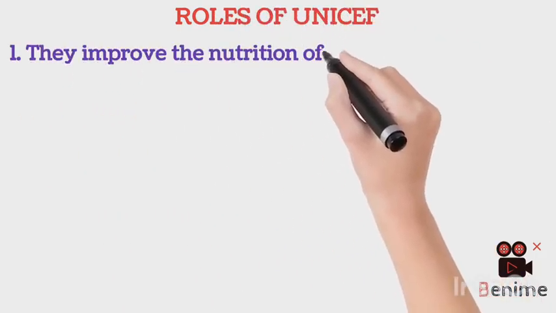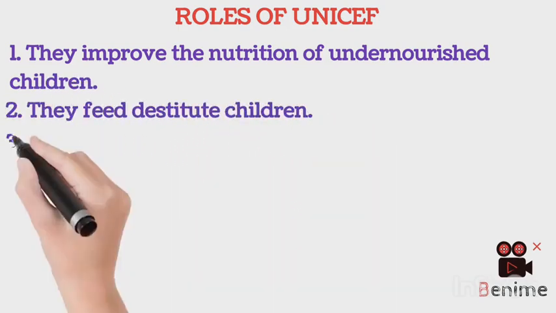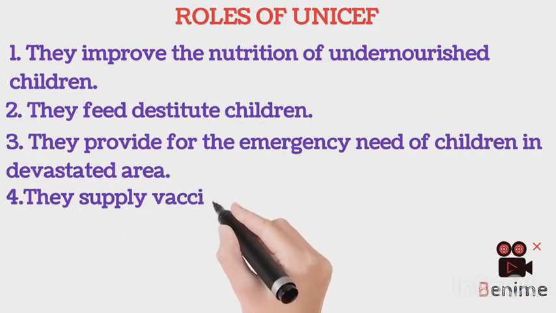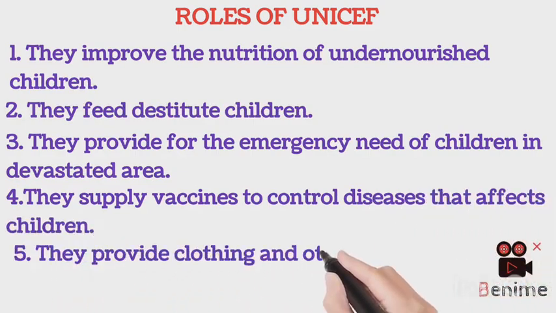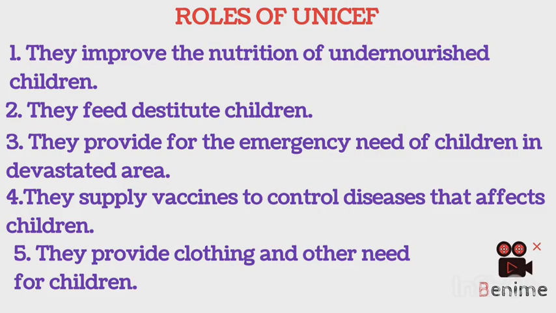Now, the roles of UNICEF include, number one, they provide nutrition for undernourished children. There are some children that do not have enough nutrients for them to grow. So they provide nutrition for undernourished children that are lacking the right nutrients. They provide such nutrients for such children to be able to grow properly.